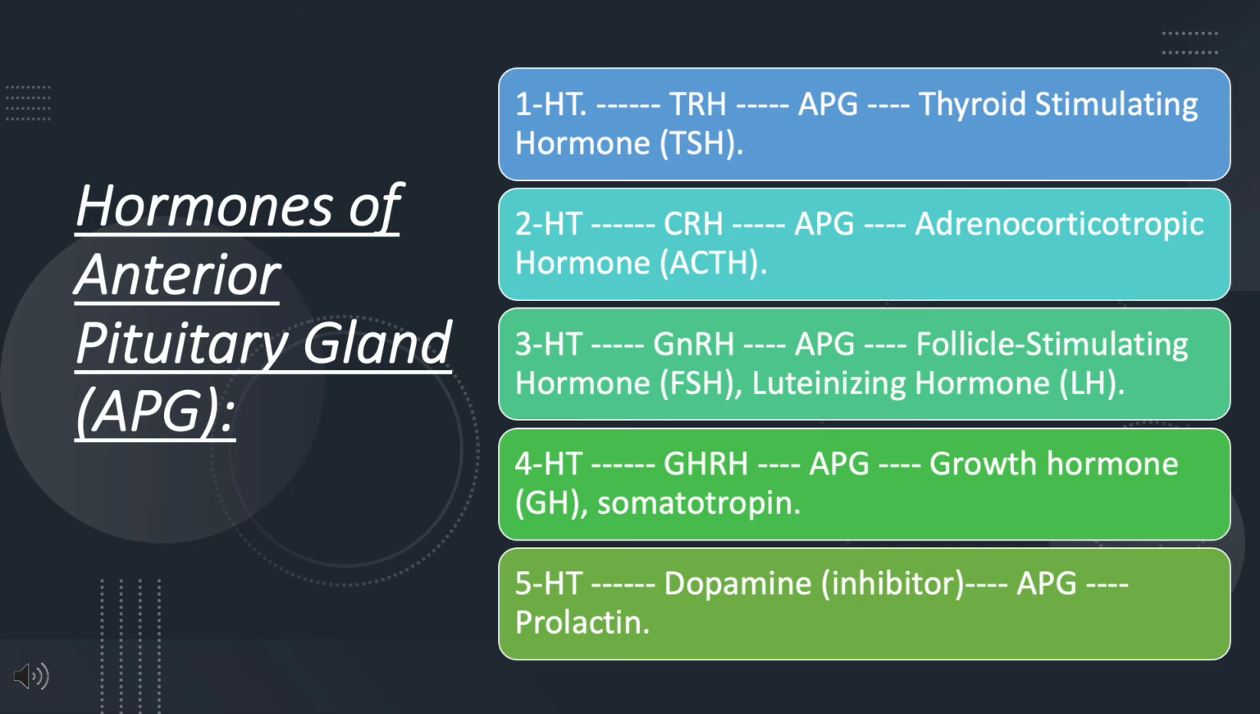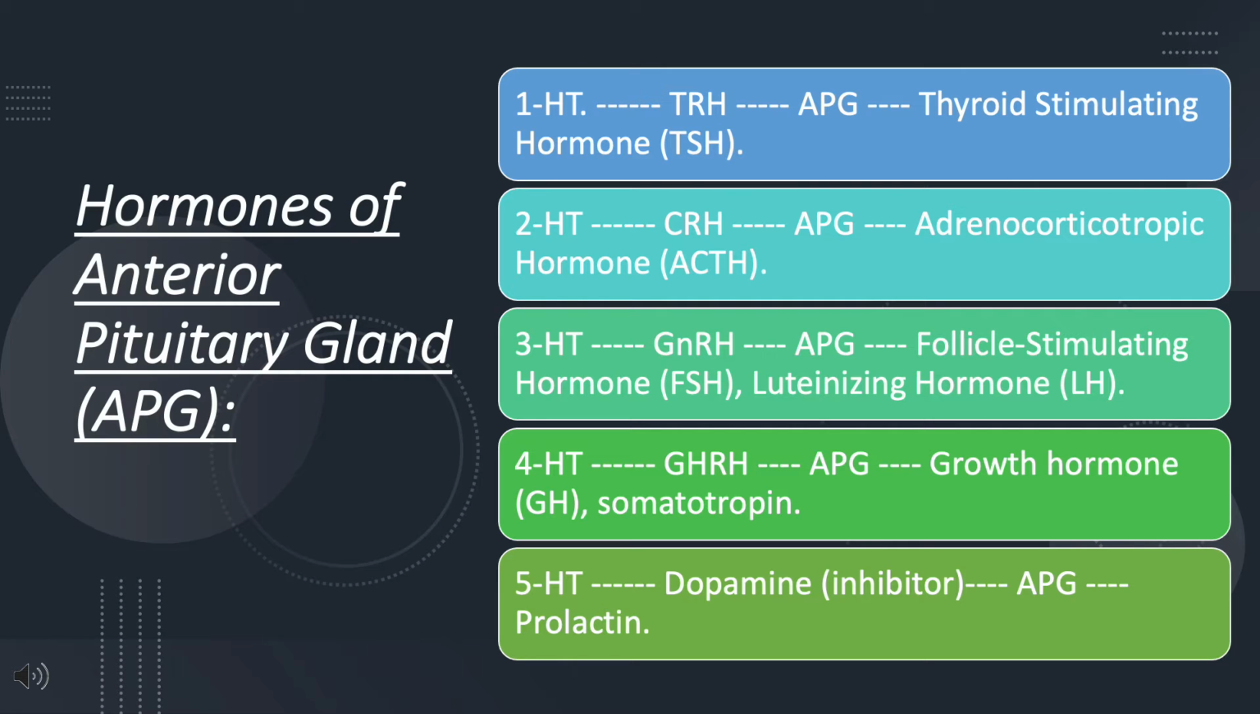Hormones of the anterior pituitary gland. 1. The hypothalamus releases thyrotropin-releasing hormone, TRH, and triggers the anterior pituitary gland. Then, the anterior pituitary gland releases thyroid-stimulating hormone, TSH. 2. The hypothalamus releases corticotropin-releasing hormone, CRH, and triggers the anterior pituitary gland. Then, the anterior pituitary gland releases adrenocorticotropic hormone, ACTH.